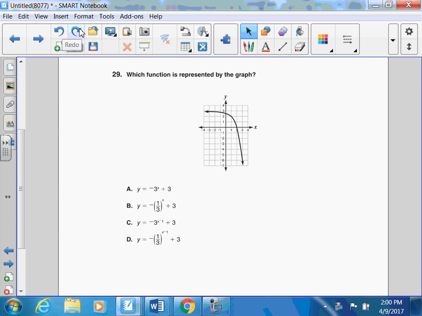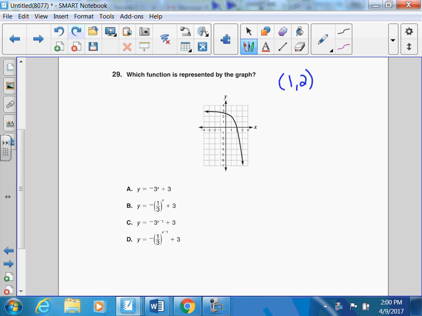Which function is represented by the graph? This right here is an exponential function. And what we could do is take random points and plug them in. So let's start off with this point right here. We know that's going to be (1, 2). That should match up with our graph.